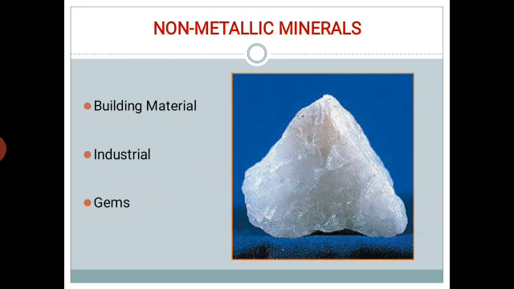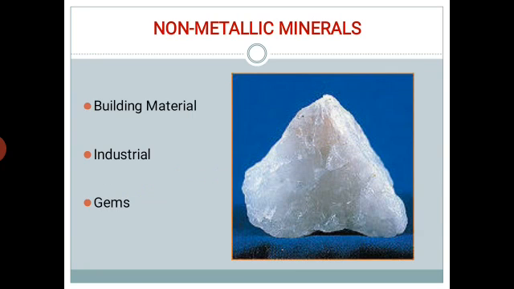Non-metallic minerals. Listen, they don't contain metals. They are lighter than metallic minerals. Students, they cannot be molded into different shapes. Generally they include building materials, industrial minerals, and gems. Under building materials: sandstone, limestone, granite, basalt, marble, etc.